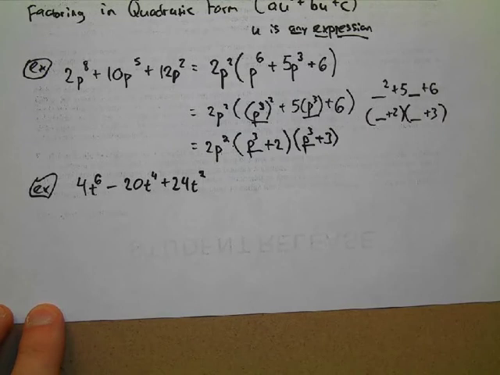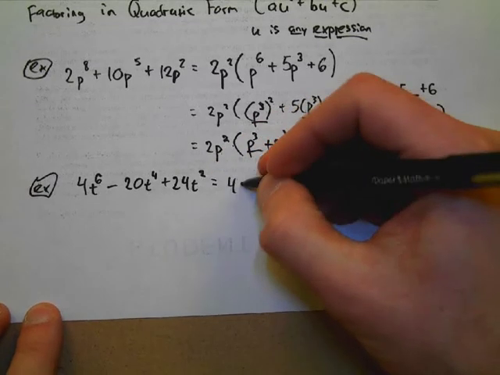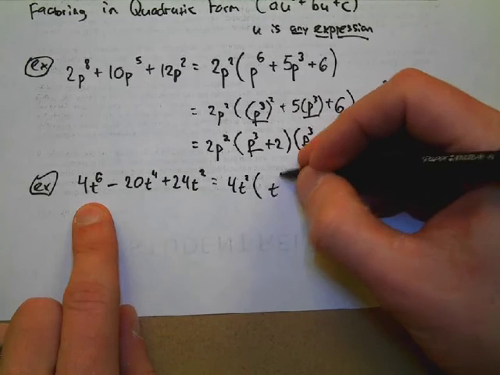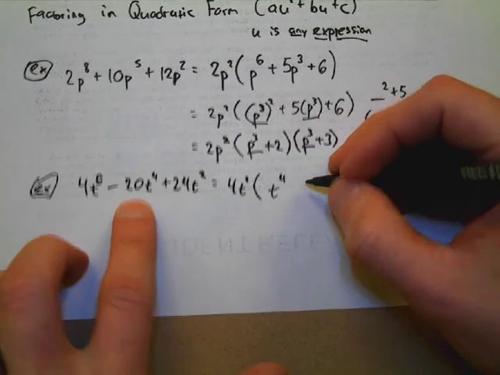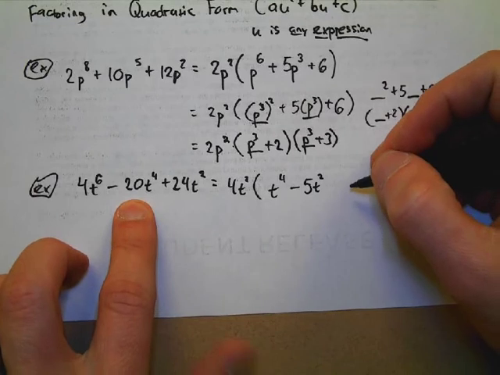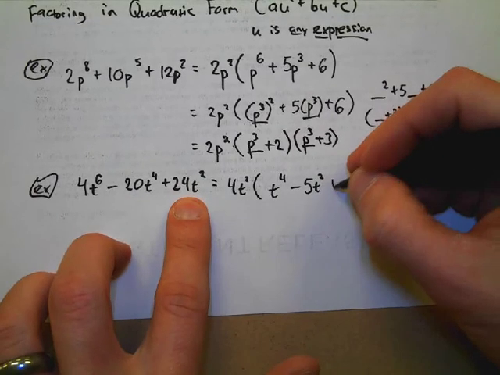All right, you tell me. First step, what should we factor out? The GCF, and in this case, what is that going to be? 4t squared. Okay, so take a 4t squared out of here. I have now t to the 4th. Take a 4t squared out of here. I now have minus 5t squared. Take a 4t squared out of this. I now just have a 6.